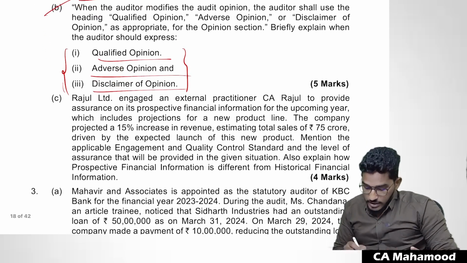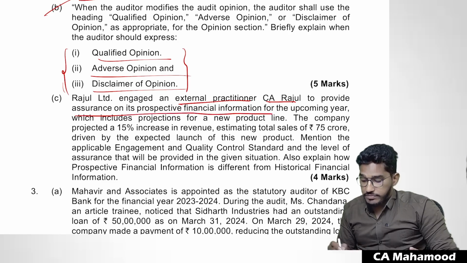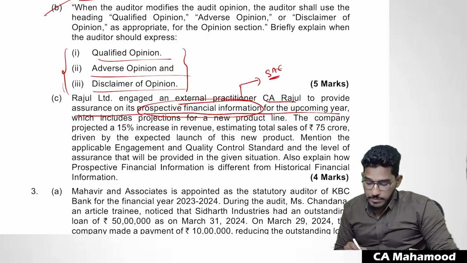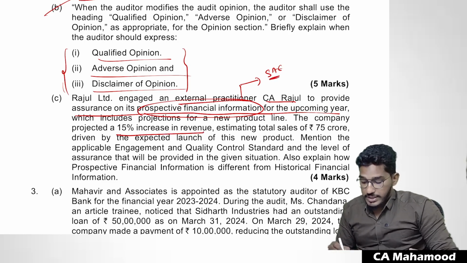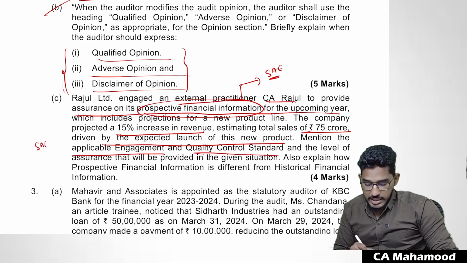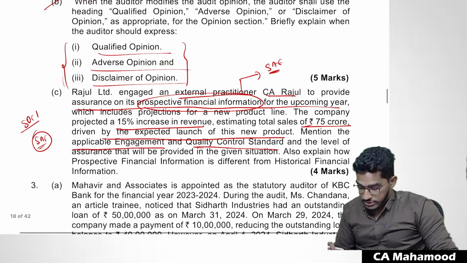Next. Raju Limited engaged an external practitioner, CA Rajul, to provide assurance on its prospective financial information for the upcoming year. When you read the term prospective financial information, what should come to your mind? Standards on assurance engagement will become applicable here. The company projected a 15% increase in revenue, estimating total sales of 75 crores, driven by expected launch of this new product. Mention the applicable engagement and quality control standard. Which standard will become applicable? SAE will become applicable, and also SQC 1 anyhow will become applicable for every engagement.